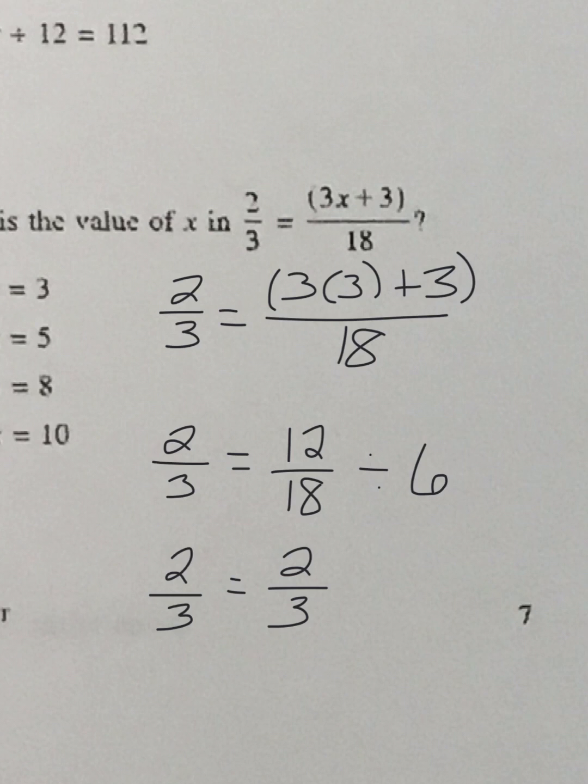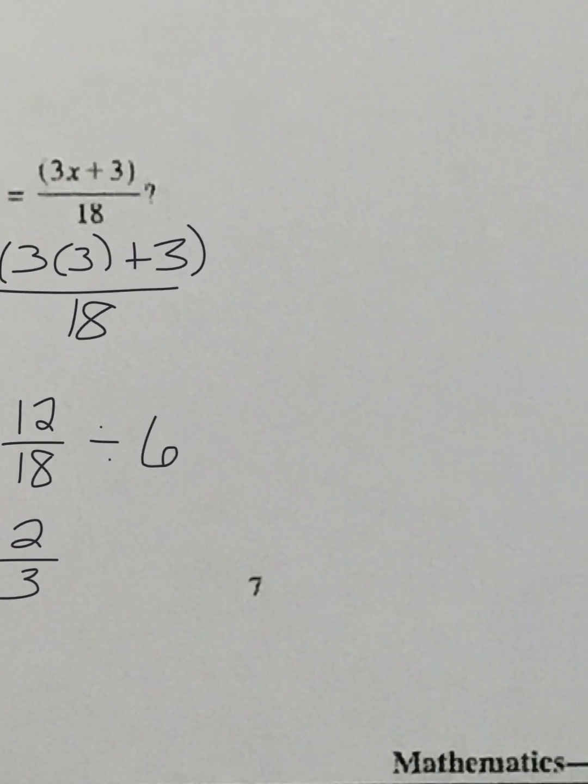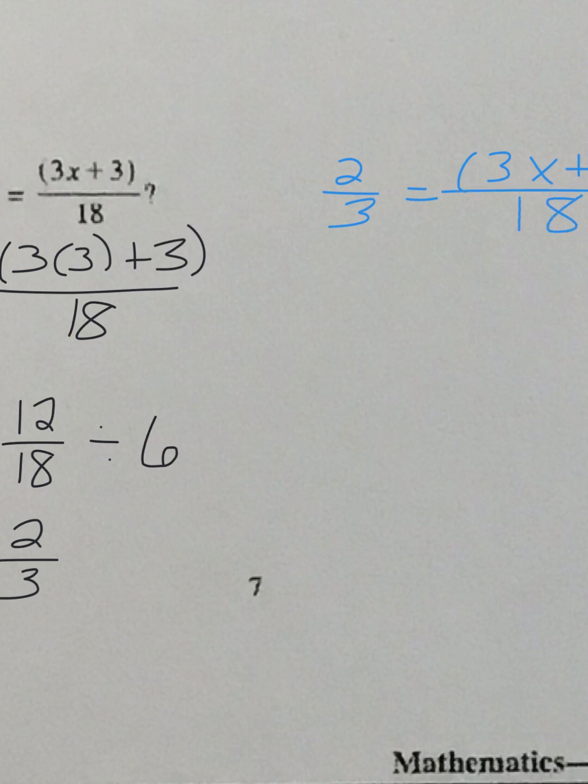What's another way? What's another way you could have done it? Get X by itself. So let's try it that way. If I have 2/3 equals our normal equation over 18, how can I solve for X? What's first? Can I get to my X right now? No, a fraction's in the way.